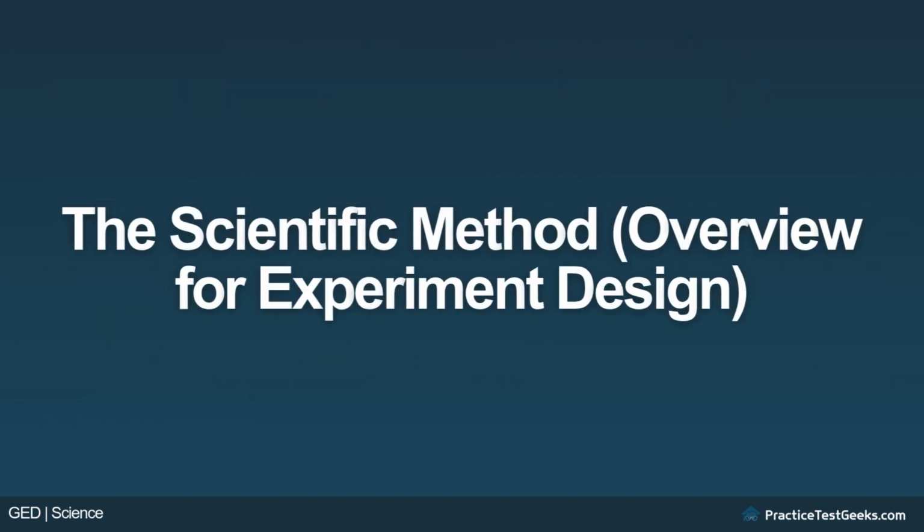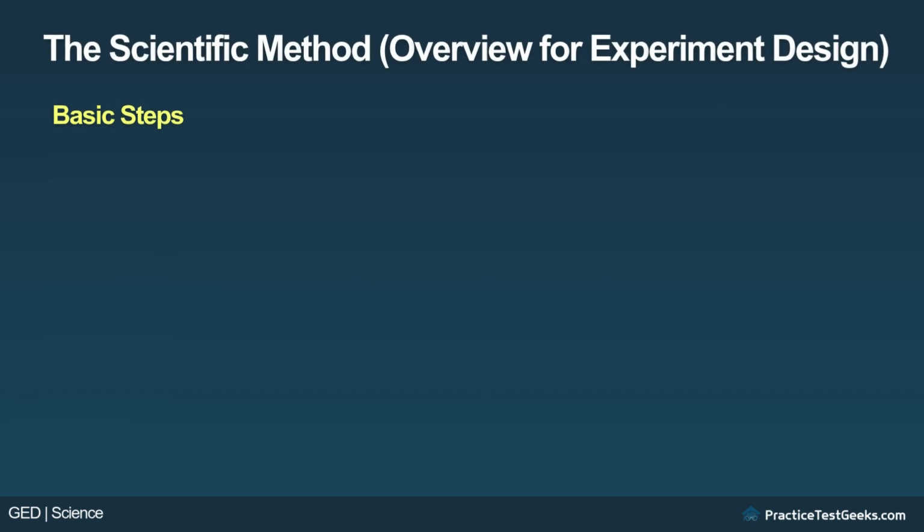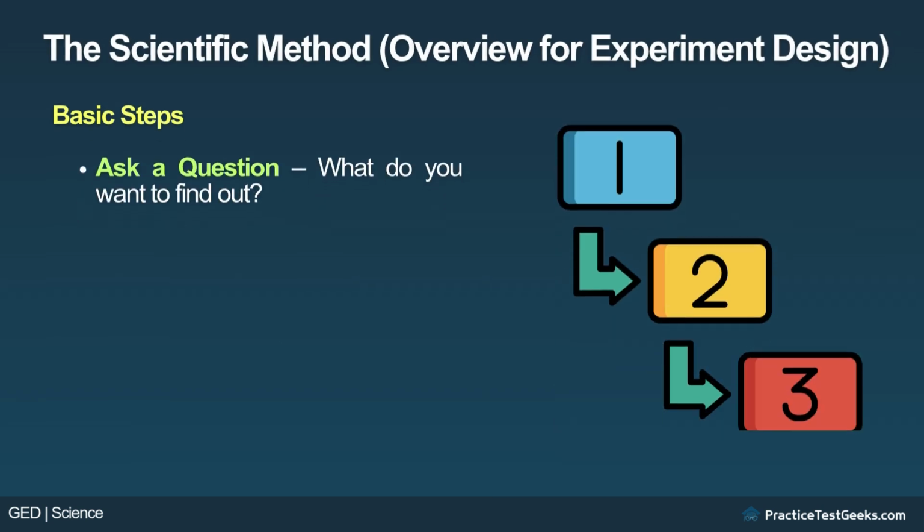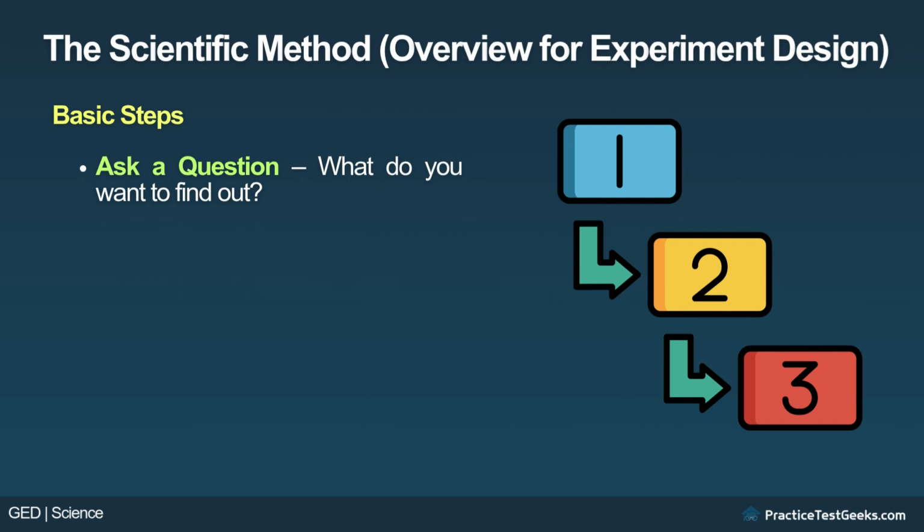Now that we know what an experiment is, let's walk through the general process scientists follow when designing one. The scientific method is a step-by-step approach used to answer questions and solve problems through observation and evidence. Here's a quick breakdown of the basic steps. First, ask a question. What are you trying to find out? Then, form a hypothesis. Make an educated guess about what you think will happen.